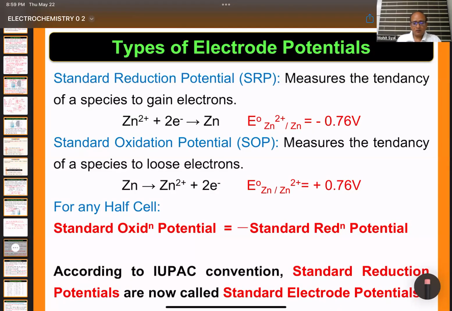So Jesslyn, can you help me out? Electrode potentials are of two types. For zinc, suppose I am telling, for the zinc electrode, there are two types of electrode potentials. One is the standard reduction potential, SRP.